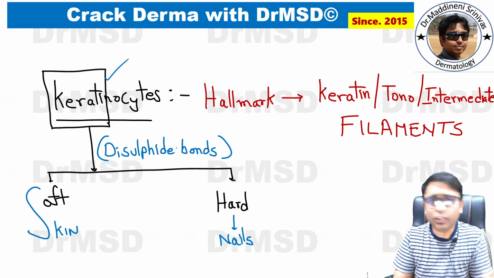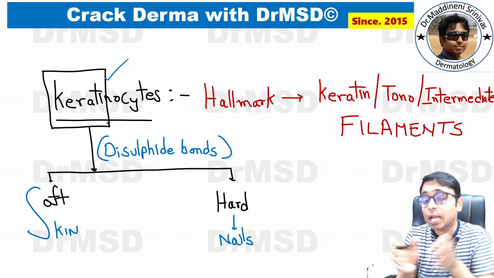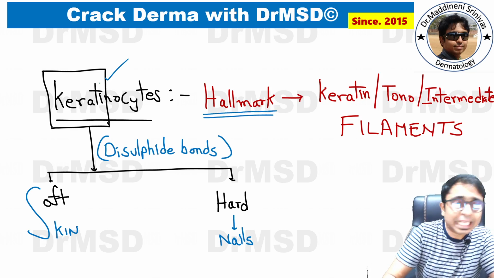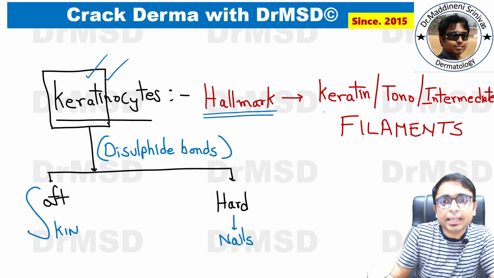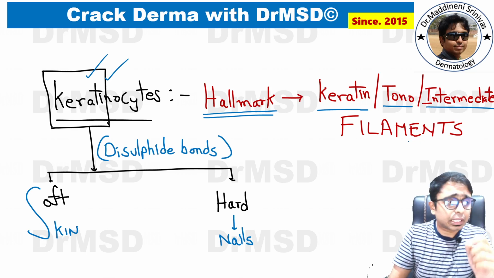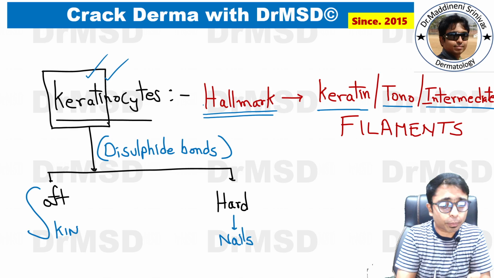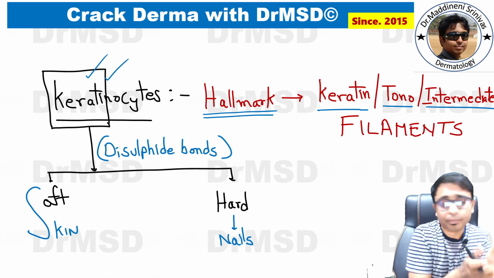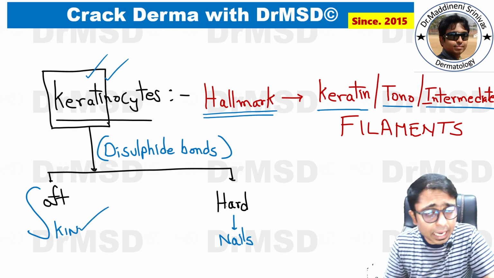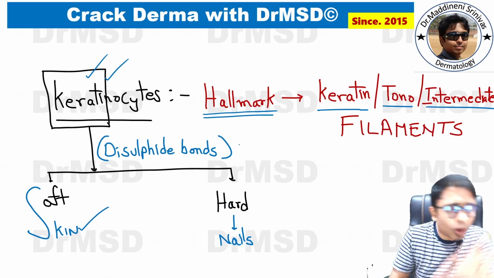I hope all of you remember that in the epidermis, keratinocytes are the majority of the cells, forming 85 to 90% of the cell population, whereas the rest are Langerhans cells, melanocytes and Merkel cells. In the keratinocytes, the hallmark protein is keratin. Keratin is also called tonofilaments or intermediate filaments. These keratin filaments decide the consistency of a particular structure.